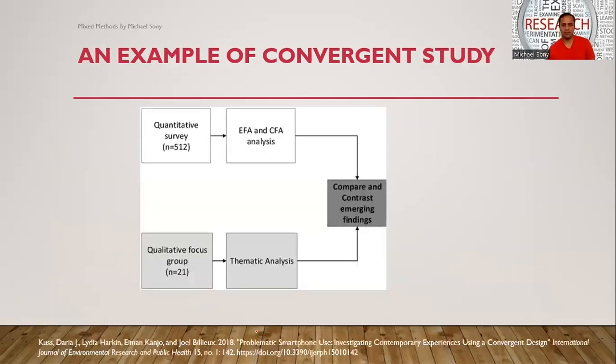In this example, on problematic smartphone use, a quantitative survey was conducted with a sample size of 512. Similarly, a qualitative focus group discussion was conducted with a sample size of 21. Both these results were compared and contrasted in order to understand the research question of problematic smartphone use.